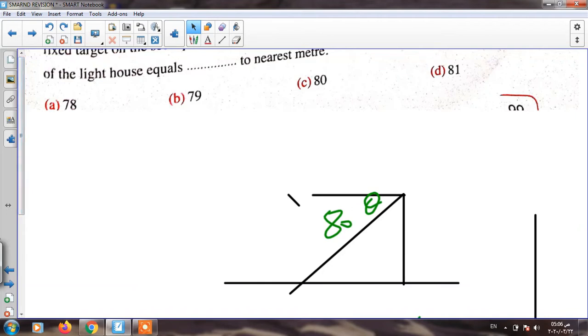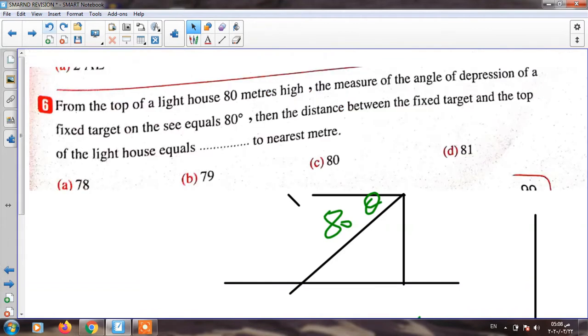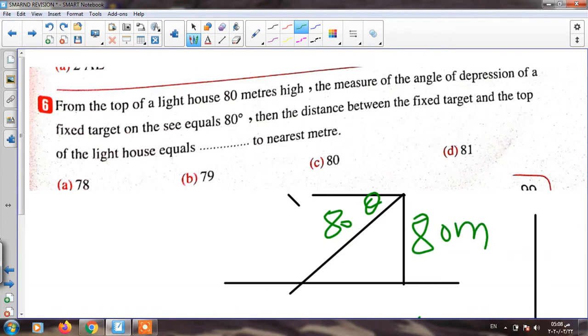You can say that from the top of a lighthouse, 80 meters, so the lighthouse is 80 meters. The measure of angle of depression 80. So by alternate, we have the elevation angle is going to be 80, the same. So he asked to find the distance between the fixed target and the top of the light.